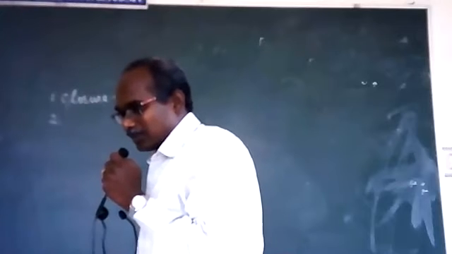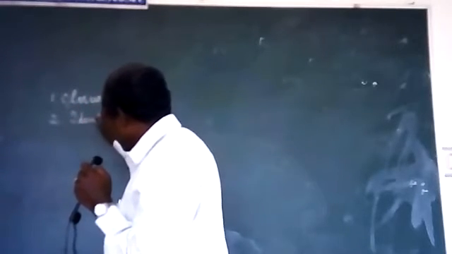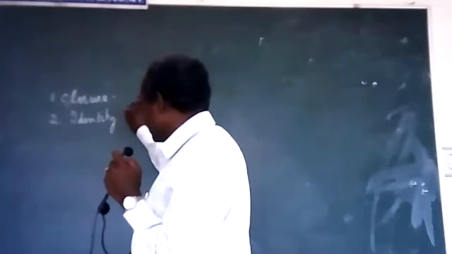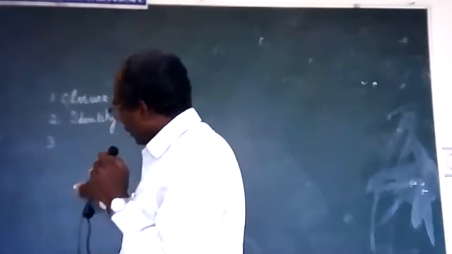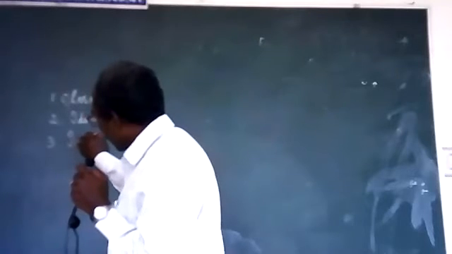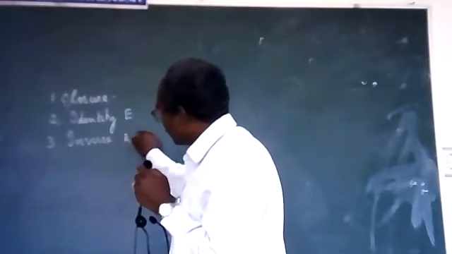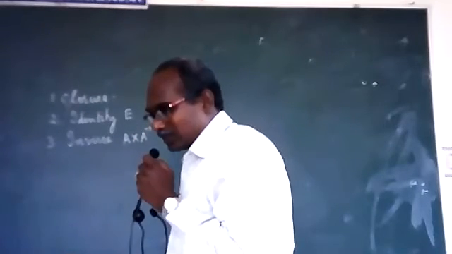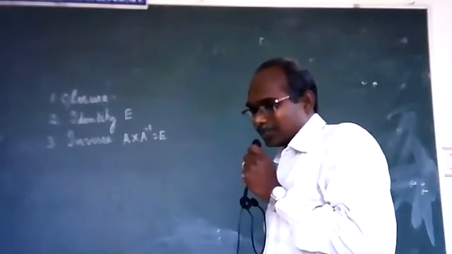And the second axiom is the group should contain an identity element which should combine with all the elements of the group. That is the existence of identity element E. And the third axiom is every element of the group should have an inverse element, where suppose A is an element, when you combine with its inverse, that should result in the identity element. This is the third one.